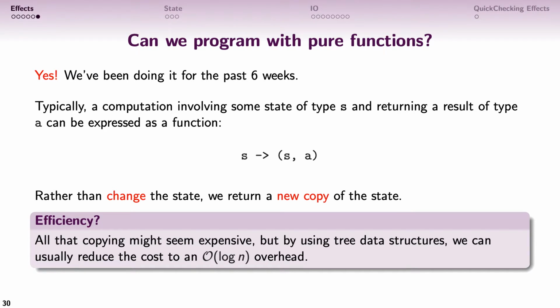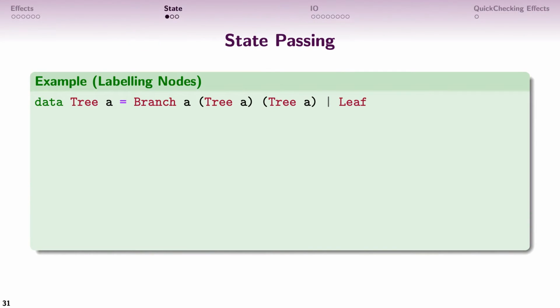So we can get the cost of this quite a bit down, even though it does increase the cost somewhat. So let's do an example of how we would encode a stateful computation using this kind of state passing technique.